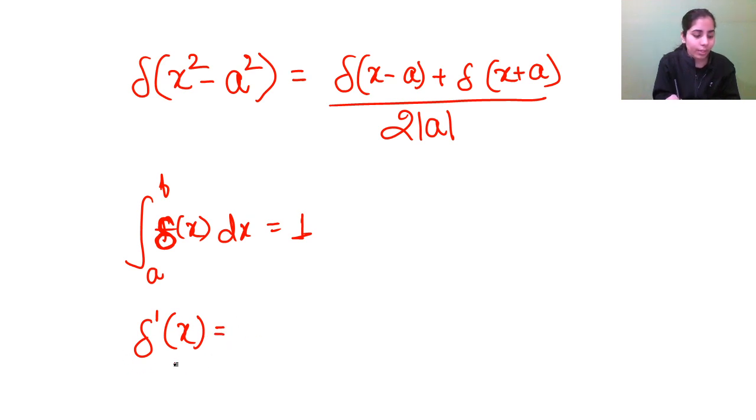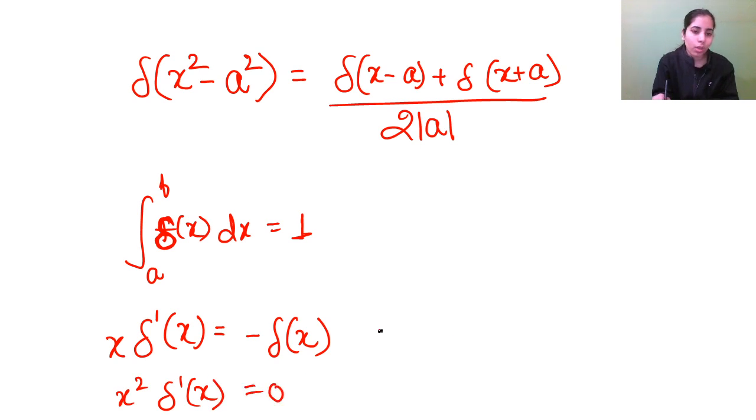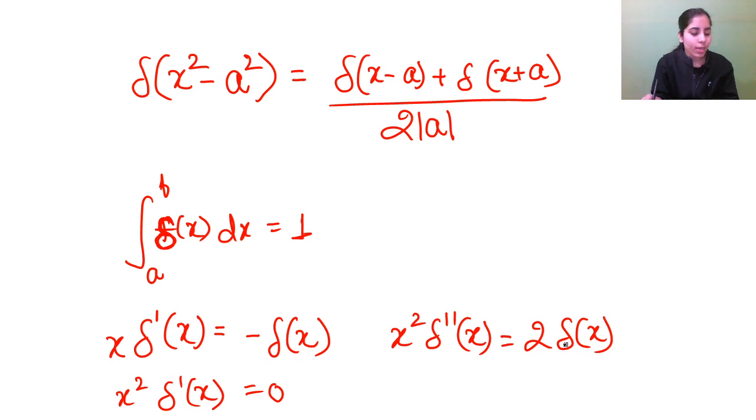If you have x delta dash x given to you, you can write it as minus delta x. Clear? If you have x square delta dash x, that will give you 0. If you have x square delta double dash x, the second order derivative, you will get 2 delta x. Clear? Again, these are important properties and we all should know about them. Next, if you have any doubt till this point, you can tell me about it, and if everything is clear, that's good.